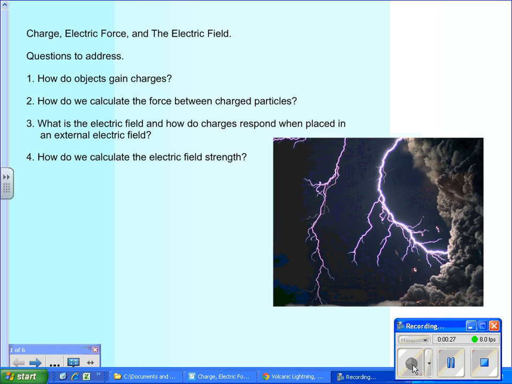Some math there. 3, what is the electric field and how do charges respond when placed in an external electric field? So a really abstract but not too difficult mathematical idea there. And how do we calculate the electric field strength? So let's begin.